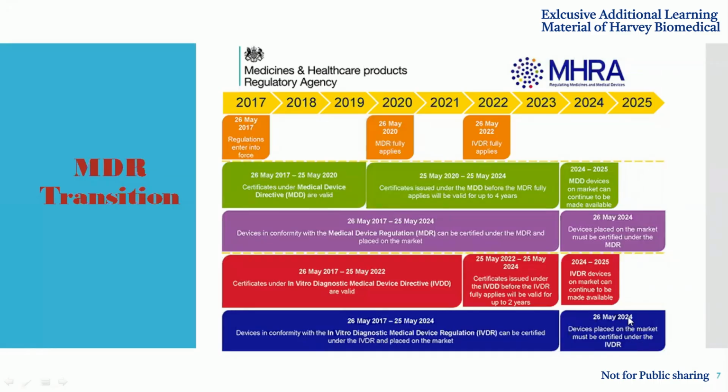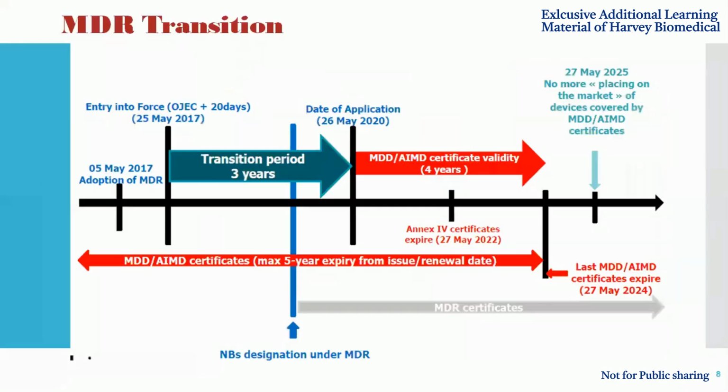Even though there are these 4 years, you people be cautious. If the certificate is issued on 25th, then only they can use it up to 2024. Suppose a certificate is issued in 2018, then your validity is up to 2022 only. You should be aware of that. You have to check the certificate validity. The same way, the 3 years, 4 years, for AIMDD and MDD certificate validity, and the same for the IVDD.